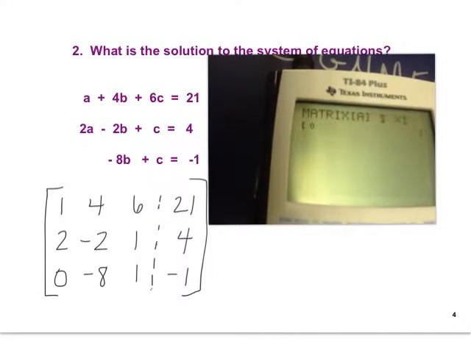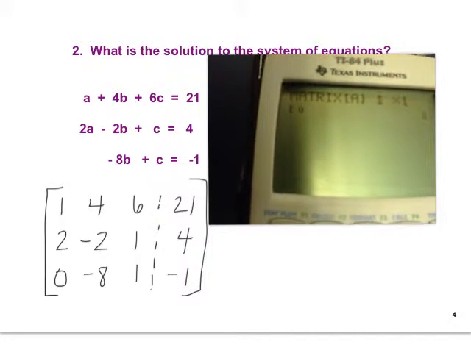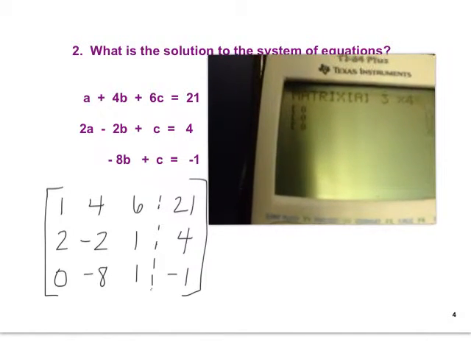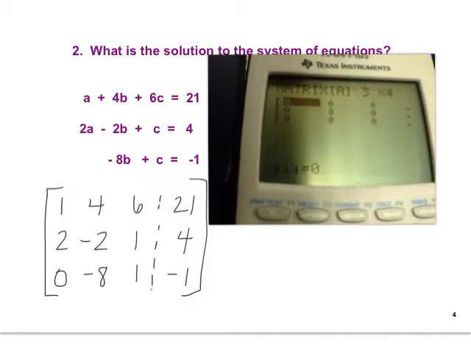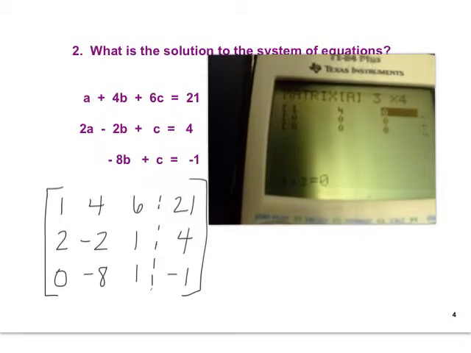I'm going to edit matrix A, and I'm going to state the dimensions. Well, this matrix I've created has 3 rows, and it has 4 columns. And now I'm going to input the matrix here. So I'm just going to enter all of these terms, and I'm just typing the number and then the enter button.